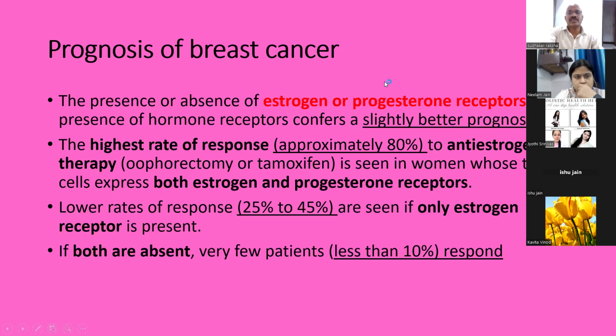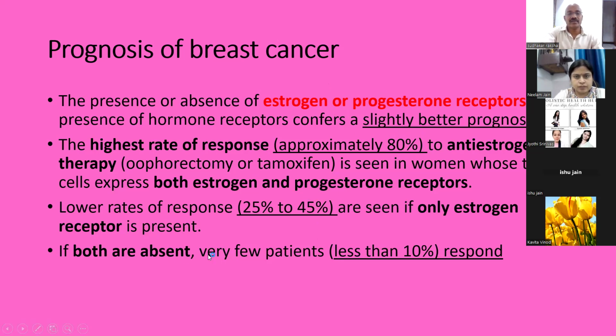So estrogen and progesterone receptors. After mastectomy, the ER and PR status is done. IHC, immunohistochemistry, is done to know the estrogen receptor and progesterone receptors. These tumor cells need estrogen and progesterone to proliferate and to survive. So when there is ER and PR positivity, we give anti-estrogens. On giving anti-estrogens, the tumor cells are killed and the prognosis is very good. Nearly 80% of the people will survive more than 5 years.